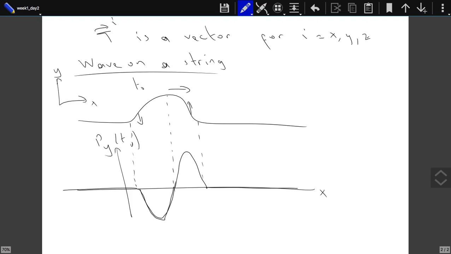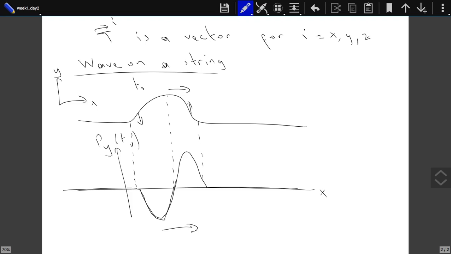Probably this part should be steeper, but nevertheless, the basic idea is that the momentum is negative here and positive here, and this is p_y, the y component of the momentum in the vertical direction. But this is also a wave moving in the x direction, so as the wave is moving, this will also move with the wave.